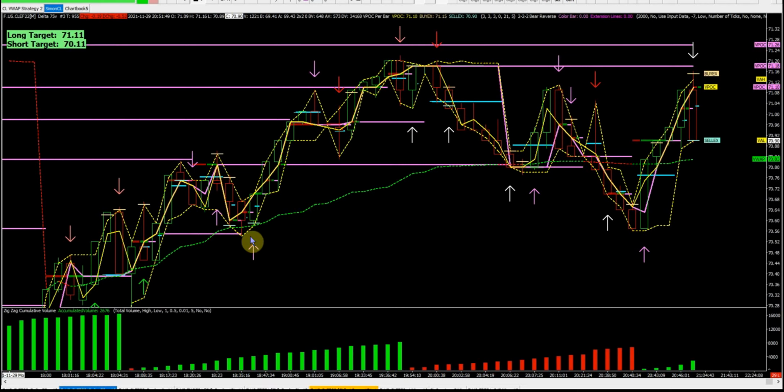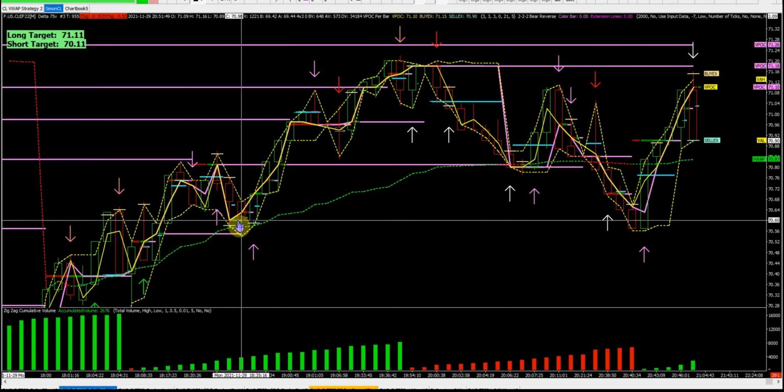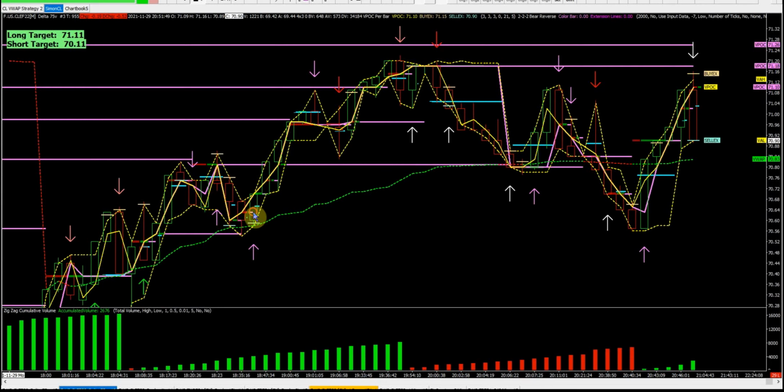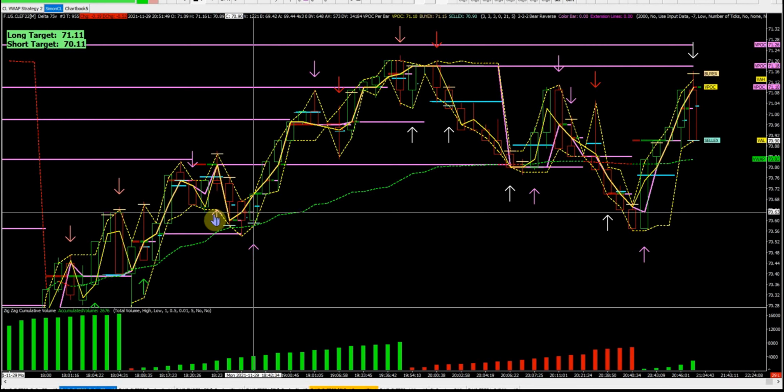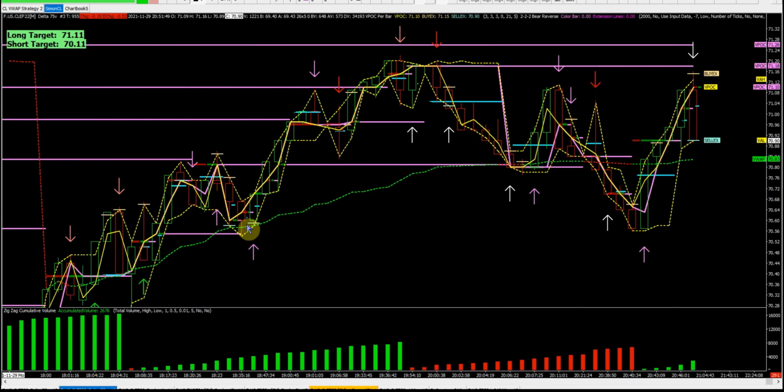And then you're seeing it came right back down to there, rejected off that, came back up. You got a selling exhaustion. You got a VPOC right there that formed. Take the trade. You got a VPOC right there. Take the trade. Anywhere in here, take the trade. What happened? Bam! Off to the long side.